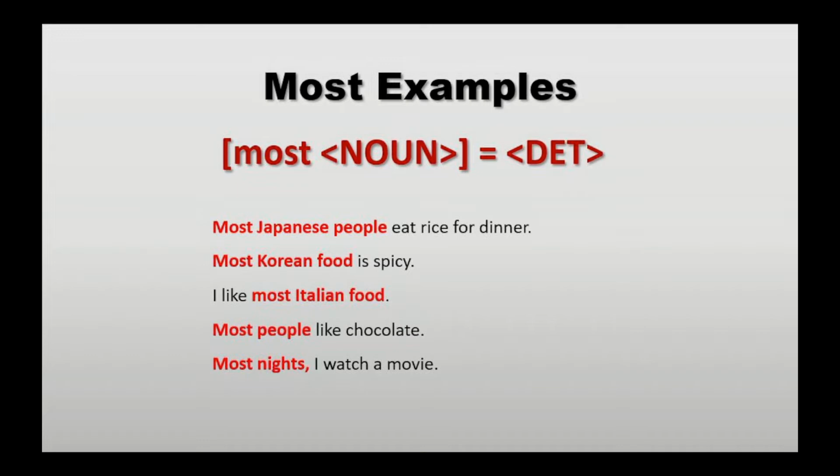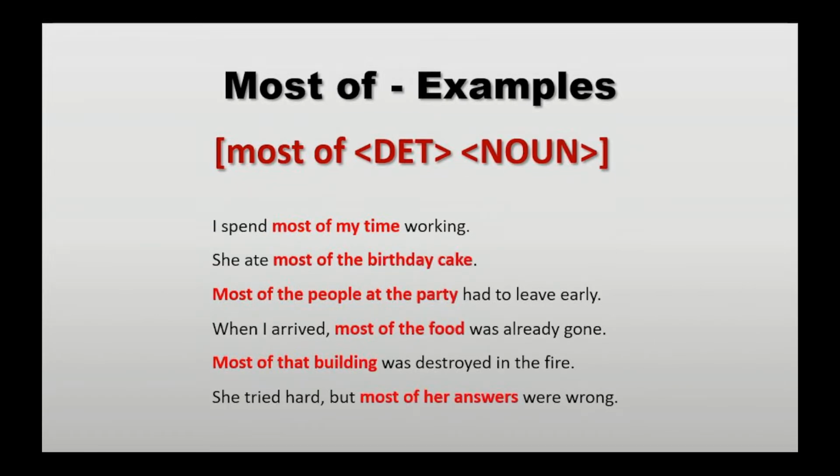Most plus a noun makes a noun phrase. A noun phrase is a determiner and a noun. No of the, or anything like that. Most Japanese people, most Korean food, most Italian food, most people, most nights. Okay? All right, let's look at another pattern that we have. This is most of. All right, this one's pretty good, most of.